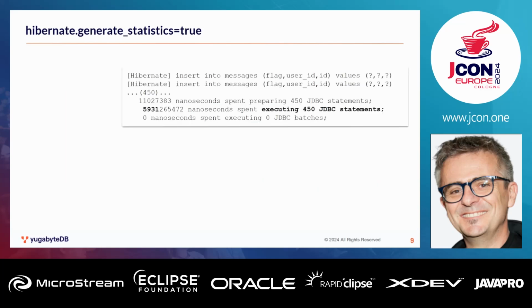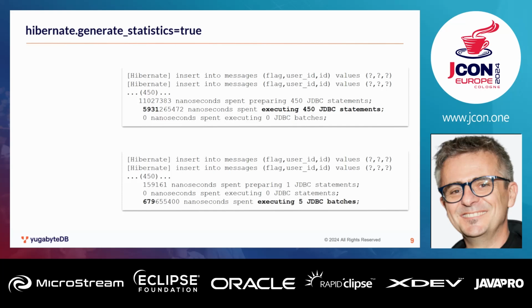So if you want to see this kind of thing, of course, you can look at the logs in the database, but that's not always easy for a developer. You have something more than show SQL. You can show statistics in Hibernate, and here you have a clue. For example, at the top there, you can see that it is preparing 450 statements and executing 450 statements. So this is not batched.